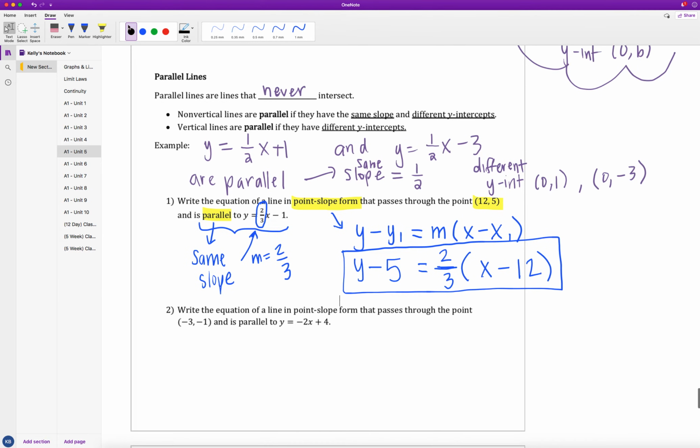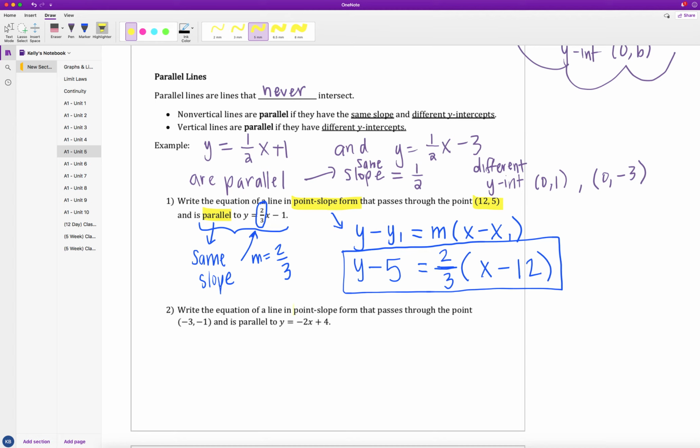Okay, let's look at example 2. So in example 2, it says, write the equation of a line in point-slope form that passes through the point (-3, -1) and is parallel to the line y equals -2x plus 4. Why don't you guys pause the video and try this one on your own first?